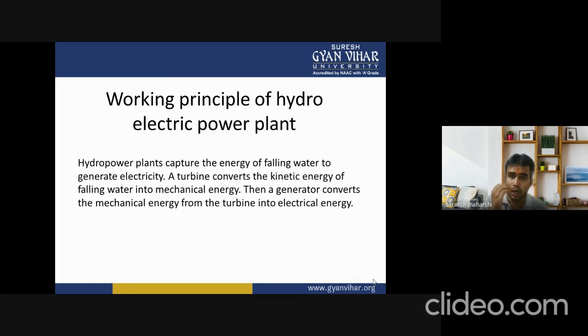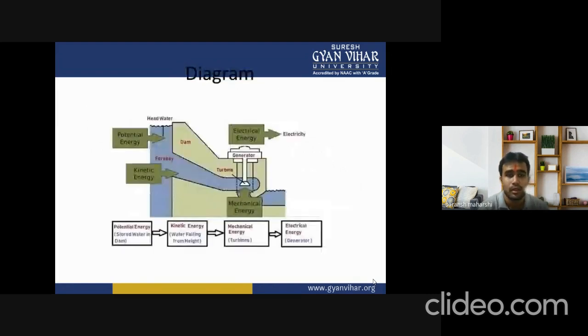Which types of energy are required, which is also called potential energy, and in other words is Sthitij Urja, which is denoted by capital U. And then this is converted into electricity. Then we gain output of this object like electricity. Then a generator converts the mechanical energy from the turbine into the electrical energy. Then that is the diagram.